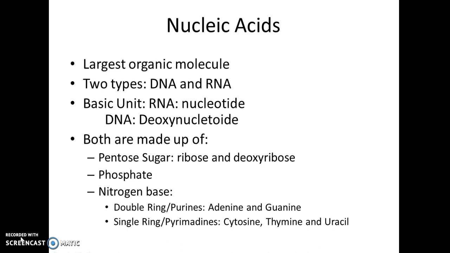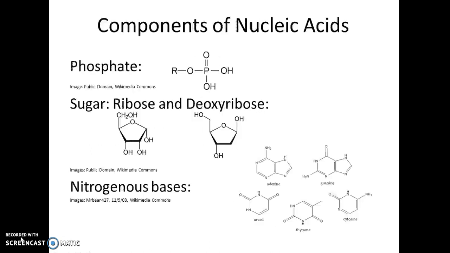We have either the double-ringed nitrogen bases, which are purines, which are adenine and guanine. And then you have the single-ring nitrogen bases, which are pyrimidines: cytosine, thymine, and if you're talking about RNA, then you need to discuss uracil. Now remember, you can pause this at any time and take notes as you need to.